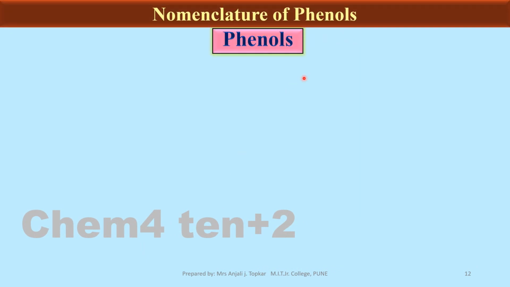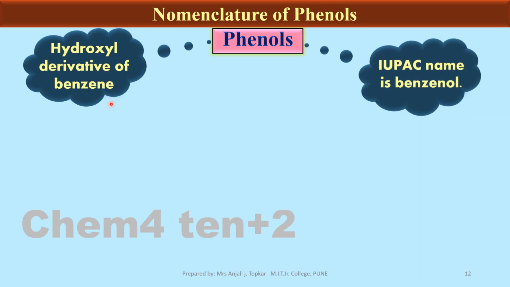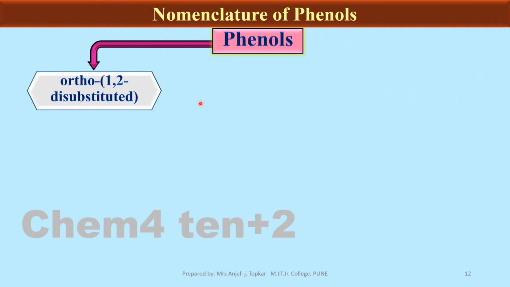Let's talk about the nomenclature of phenols. What are phenols? Phenols are hydroxyl derivatives of benzene. The IUPAC name is benzenol. The common name of phenol is accepted by IUPAC.